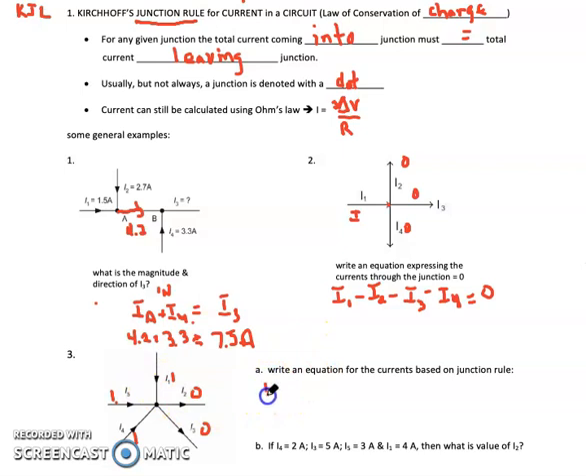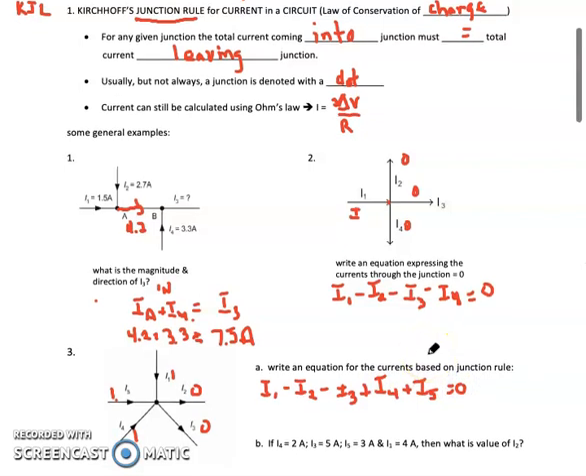So I'm going to call current in positive, so I'd say I1, let's see, I'll just go in order, minus I2, because 2 is out, minus I3, plus I4, plus I5 must equal 0. Okay, so there's an application of that.